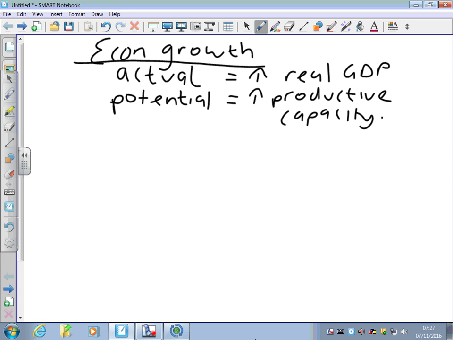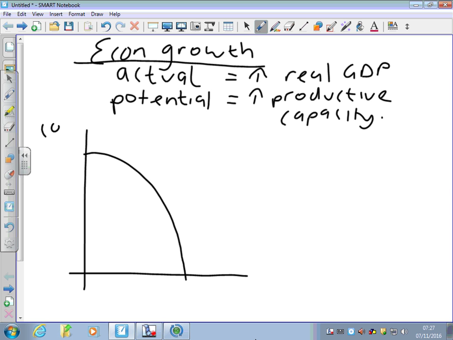Okay, so you can show this with AD, AS diagrams. So actual could be aggregate demand increasing, it could be the SRAS curve shifting to the right. Potential could be the LRAS curve shifting outwards. You can also look at this on a PPF, a production possibility frontier. So imagine you've got an economy that can produce either consumer or capital goods. Potential economic growth would be the PPF moving outwards.